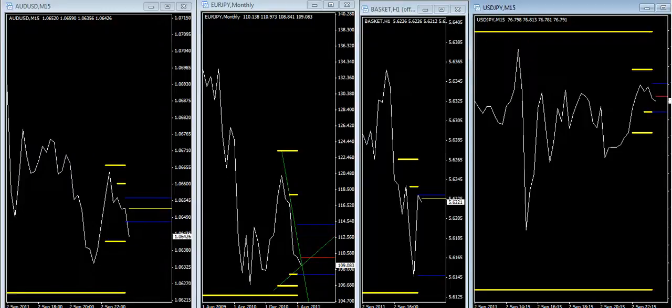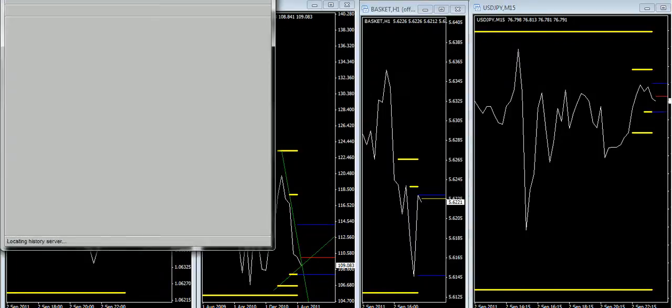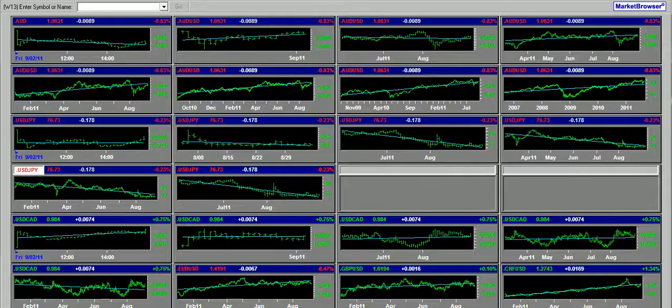You trade it. You wait for the loss, profit, loss, circle, patience, and time. This is simply a short way of showing you trading with the trend. Once again, we use Market Browser to look at our overall trends.